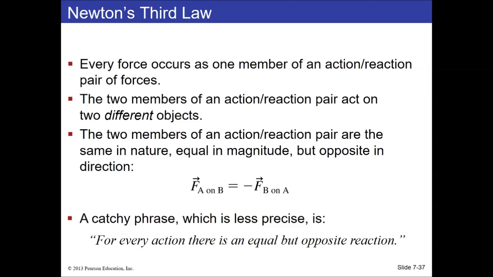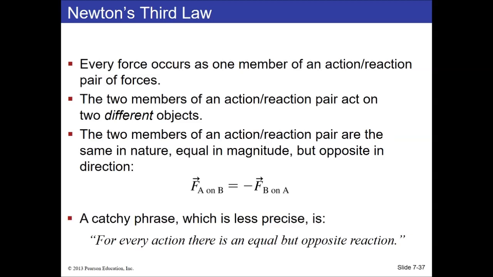Equal in magnitude sounds exactly how it sounds. Numerically, they're the same. Opposite in direction, and that's indicated by the equation here. We see that we have F of A on B equals minus F of B on A. So the way you read that is this: F on the left-hand side is the force of A exerted on B. That means B is the object and A is the agent in this situation.